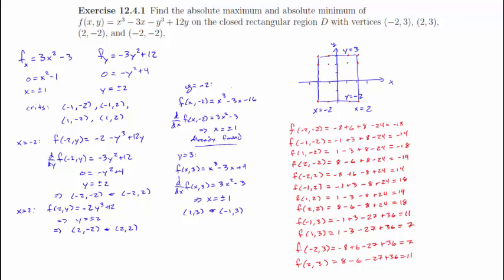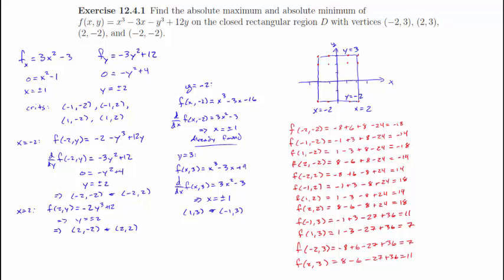Plug negative 2 into my function. I get f of x comma negative 2 equals x cubed minus 3x minus 16. I take the derivative with respect to x, and we get that x equals plus or minus 1. So if y equals negative 2 and x equals plus or minus 1, those are actually points that we already found as criticals of the function overall. So those points are already labeled here and don't need to relabel them.